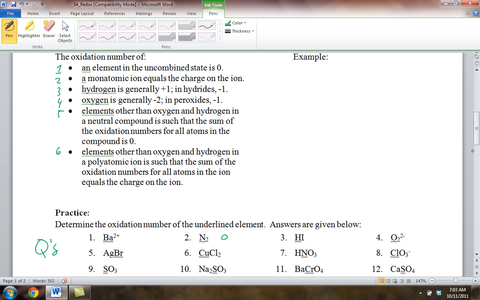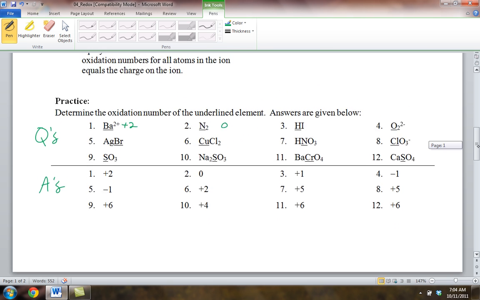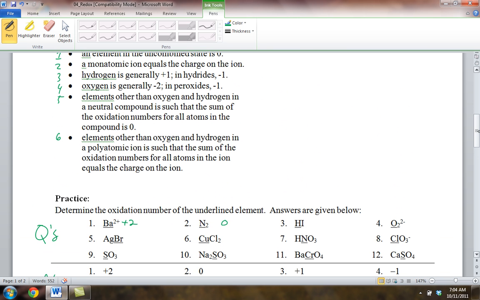The second rule says that a monatomic ion equals the charge on the ion. Monatomic means one atom, and we have that in barium. Barium's charge is 2+, so its oxidation number is going to be +2. Assigning oxidation numbers is very similar to assigning the charges. Rule number 3 says that hydrogen is generally +1. In hydrides, it's -1. So if it's bonding to a non-metal, it's +1. With a metal, it's -1.